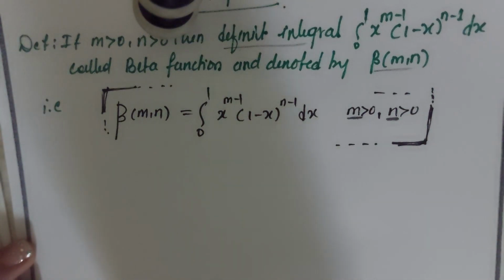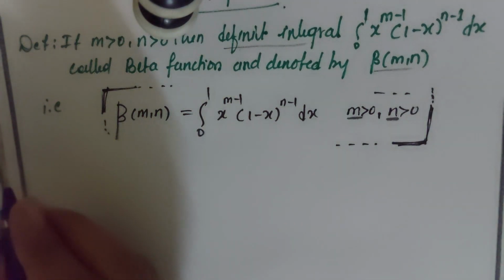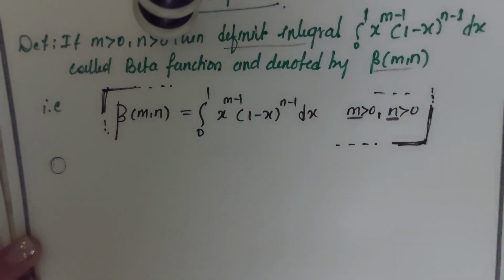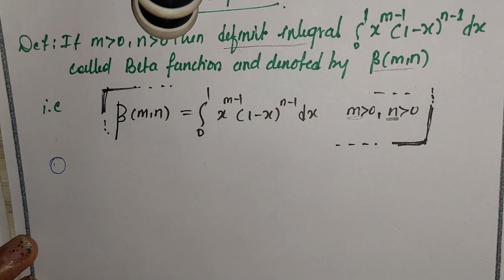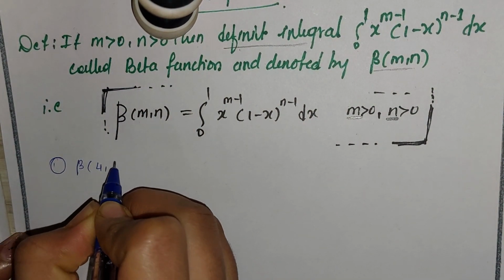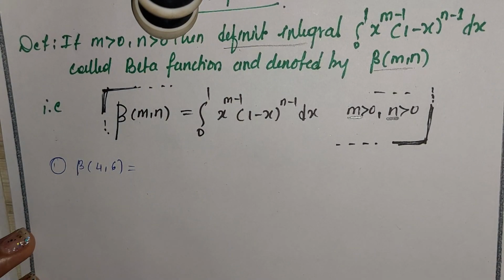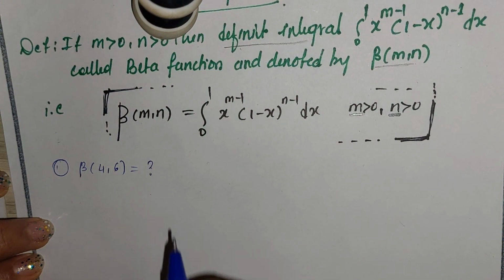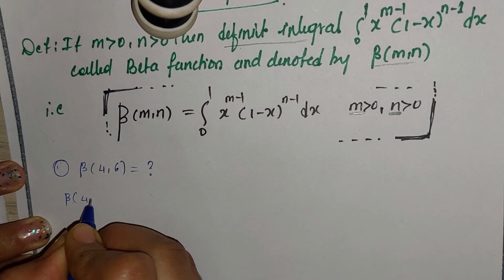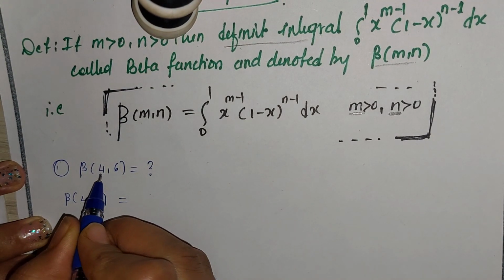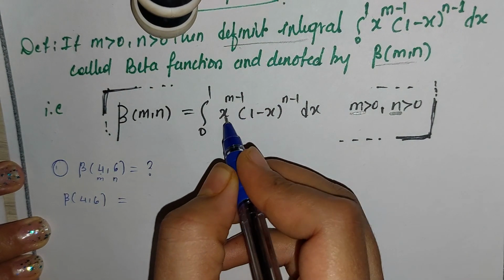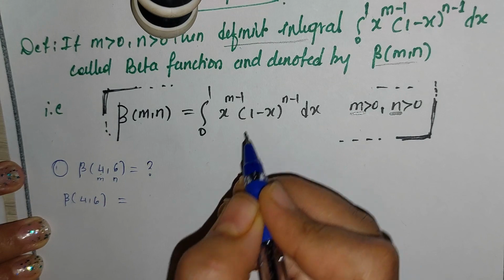So next, let us look at some examples. First one, that is beta of 4,6. How can this be written in this form? Let beta of 4,6 be equal to the formula, where 4 is m and 6 is n. So put the values of m and n in this equation.